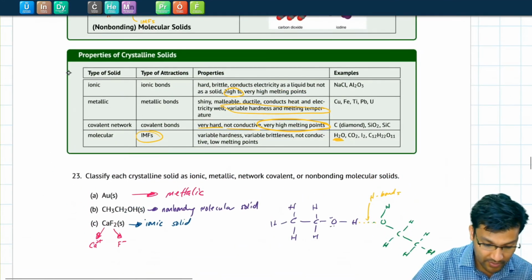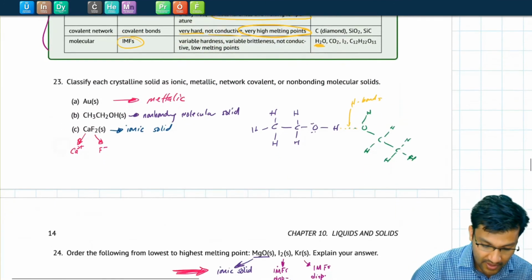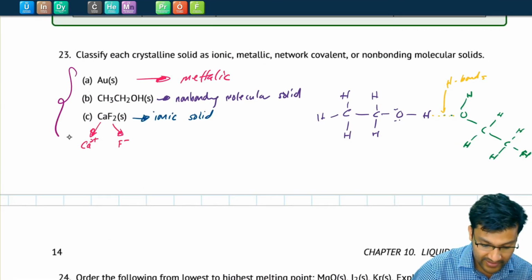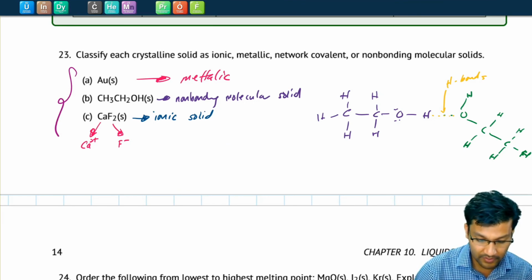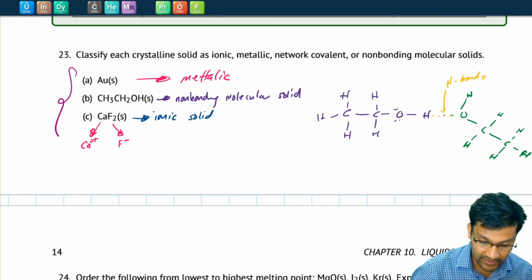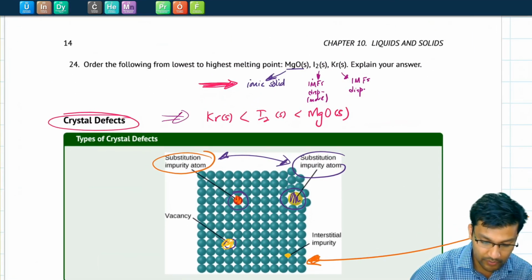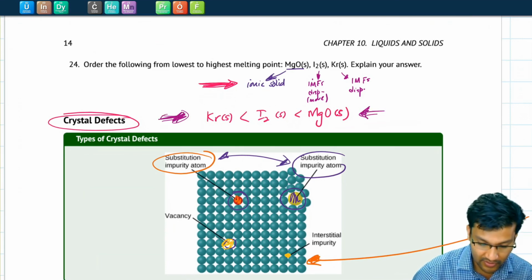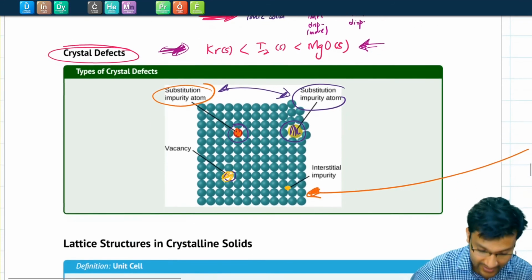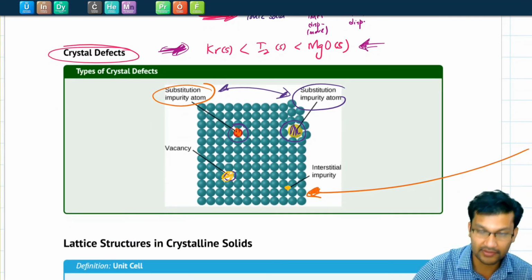Here we have some of the properties of those, including their melting points, which depend on the types of bonds. We classified some simple solids as either metallic, non-bonding, ionic, or network covalent. And we did order some solids in order of melting point. And then finally, we looked at some defects in crystals, including impurities and vacancies.